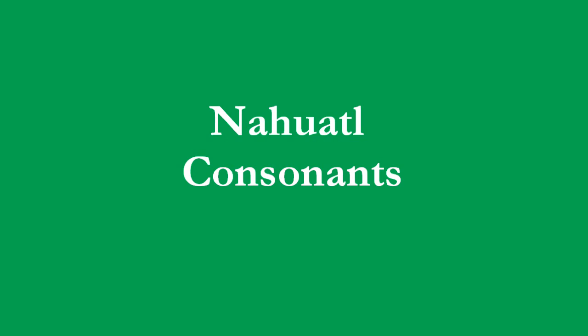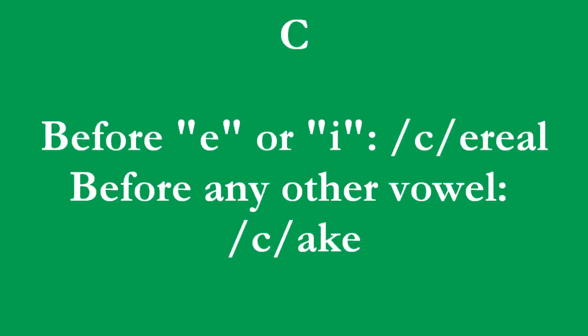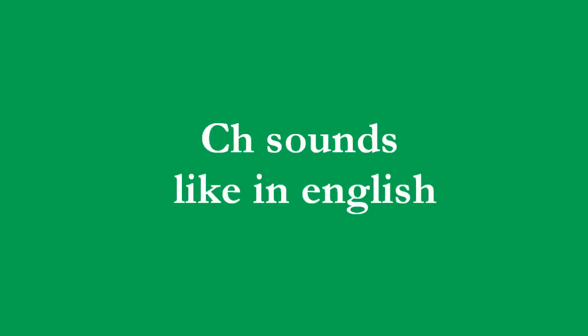Now we will see the consonants. C has two possible sounds. Before E or I, it sounds S, like in cereal. Before any other letter, it sounds K, like in cake. CH sounds the same in Nahuatl as in English.